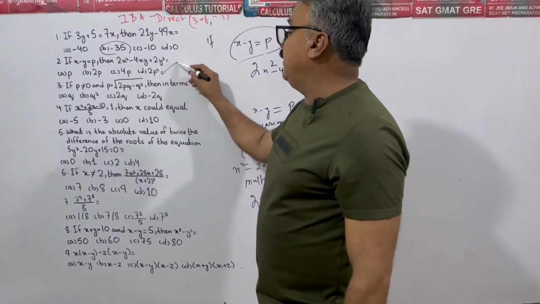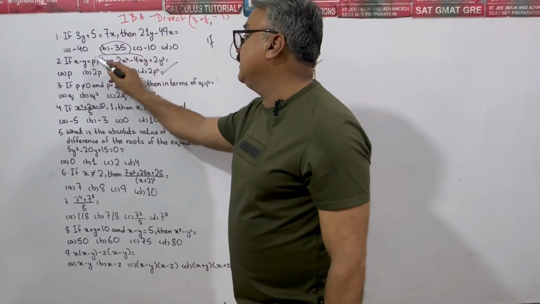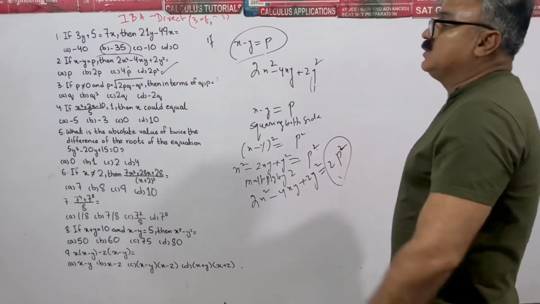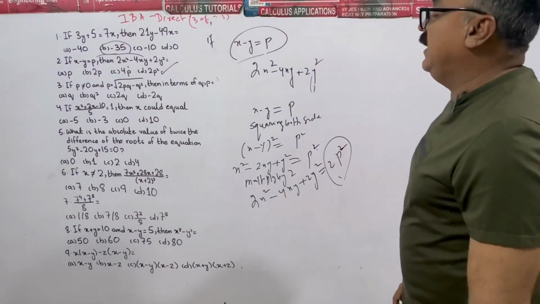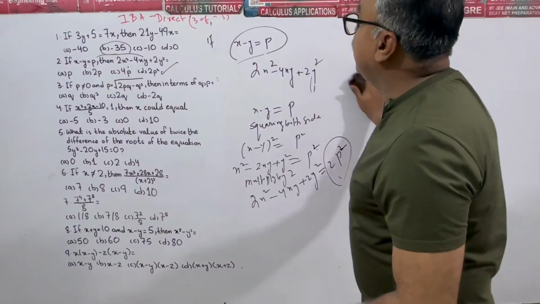Either method you can apply, whether this approach, or you can work in reverse fashion from 2x square minus 4xy plus 2y square, where you need the value of x minus y. It's really cool. Just play with them like a skilled footballer.